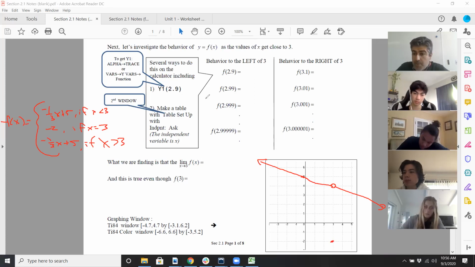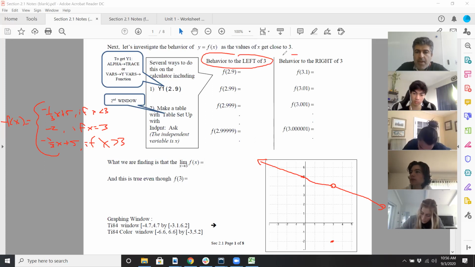Now, this is the exploration part. What we're going to do is punch in a lot of different x values. We're going to plug in x values to the left of 3 and x values to the right of 3. And we also want x to get close to 3. This is what a limit's all about. It's all about getting close. What is the limit? What is the approach?